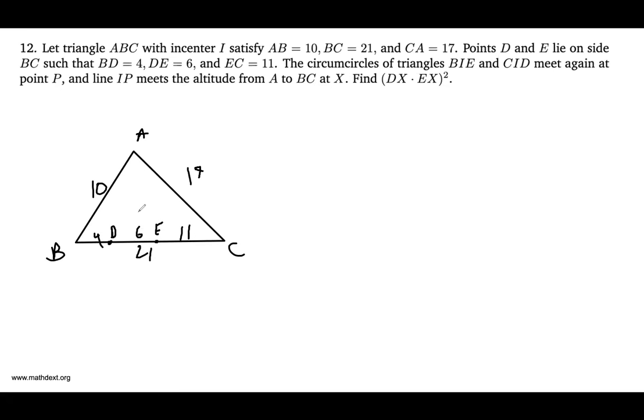The circumcircles of triangles BIE, where I is the incenter, so I should be somewhere right here, and CID meet again at point P. So let me draw these two circumcircles, which look something like this, and we get a point P over here. And finally, line IP, which I will do in orange, meets the altitude from A to BC at some point, like maybe right here. This point is going to be point X.